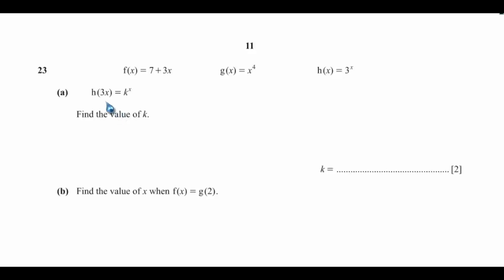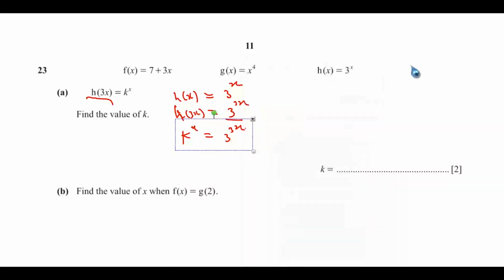So the first thing we need to do is to find h of 3x from h of x. Since we know that h of x equals 3 to the power of x, then h of 3x will be, anywhere we see x in h of x, we pass in 3x. So this will be 3 to the power of 3x. That is h of 3x. And we are told that h of 3x is equal to k to the power of x. So we have k to the power of x equal to 3 to the power of 3x.